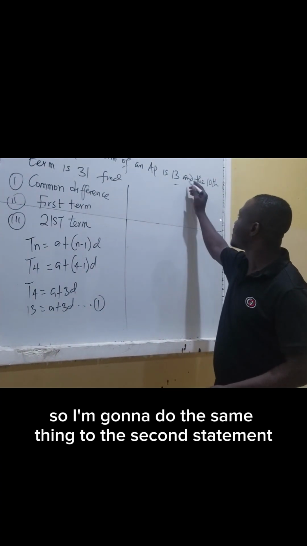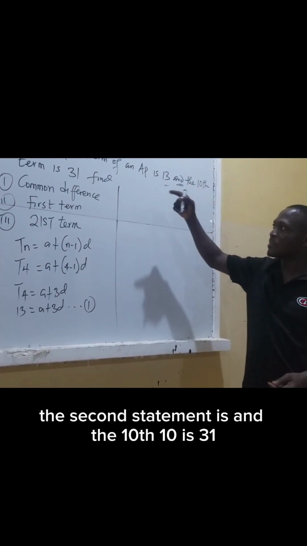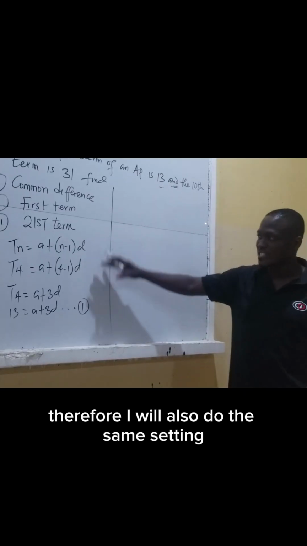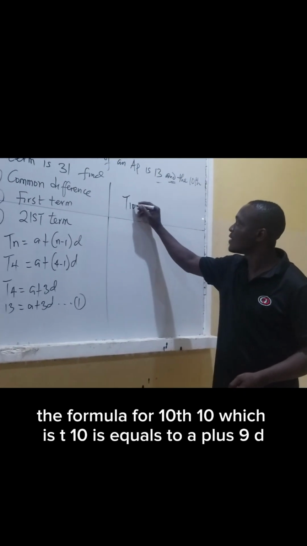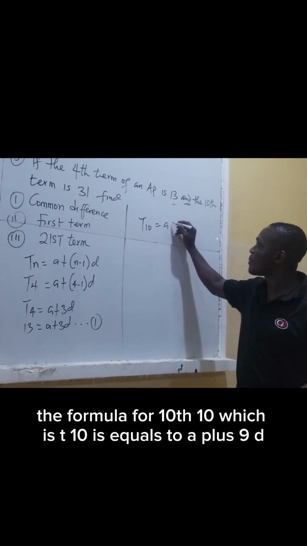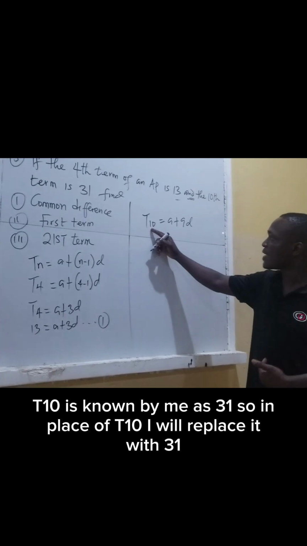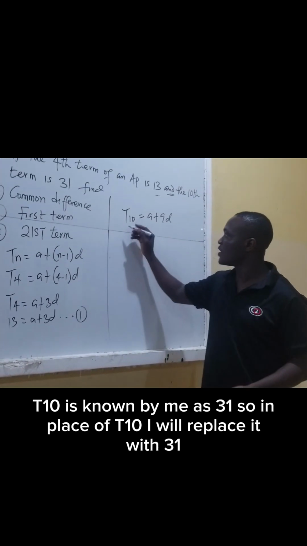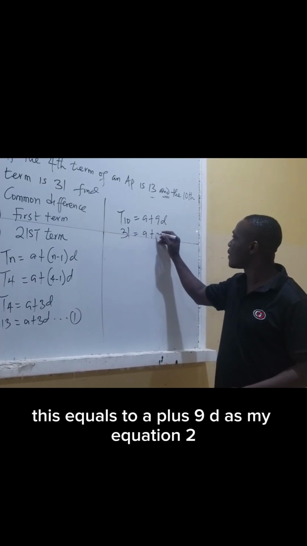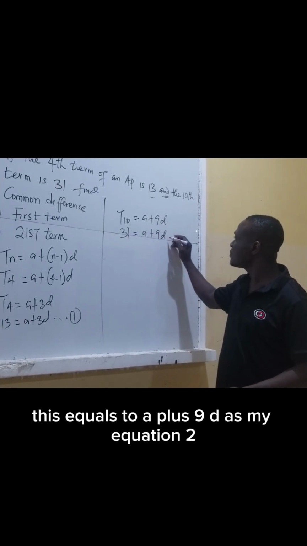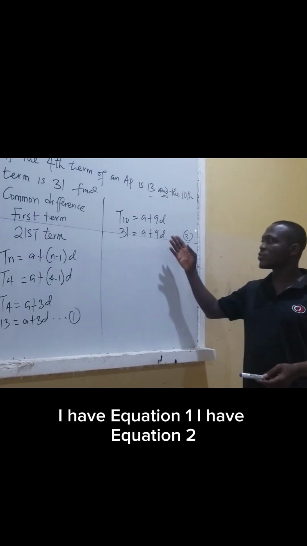So I'm going to do the same thing to the second statement. The second statement is: the 10th term is 31. Therefore, I will also do the same, stating the formula for the 10th term, which is T10 equals A plus 9D. T10 is known by me as 31. So in place of T10, I will replace it with 31 equals A plus 9D as my equation 2.